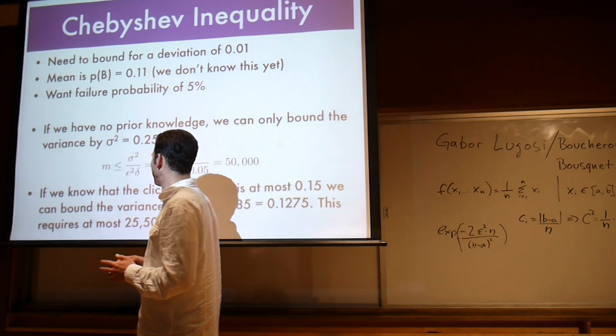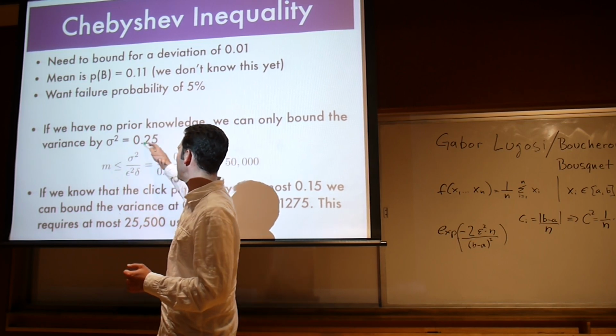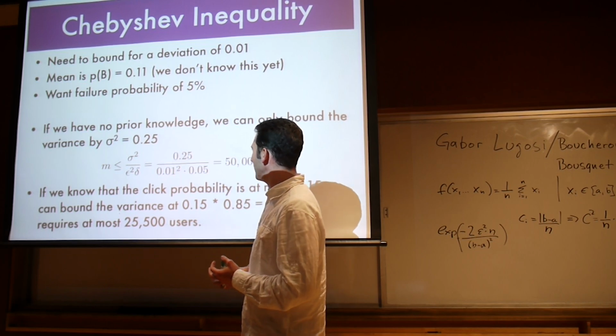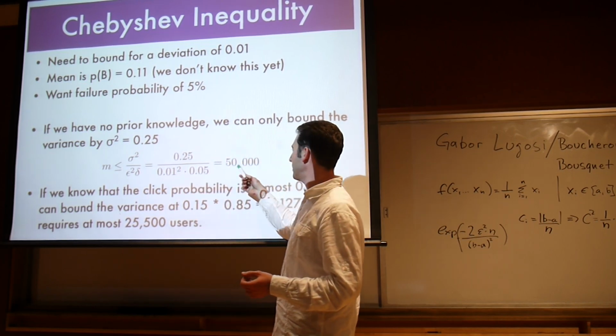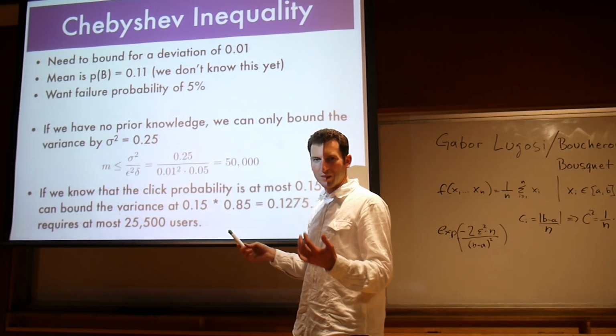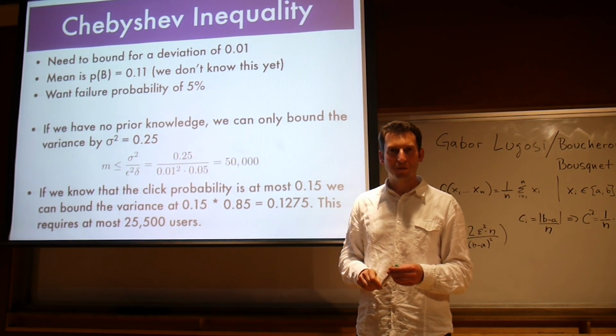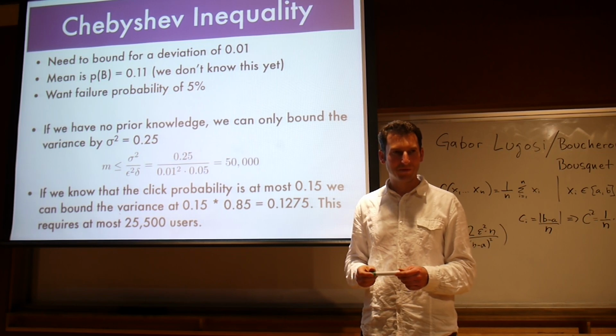We can, of course, bound the variance. Sigma squared is 0.25, right? So that's fine. And then we plug that in, and we get that we need about 50,000 experiments until I can tell with sufficiently high confidence which of the two designs is better.